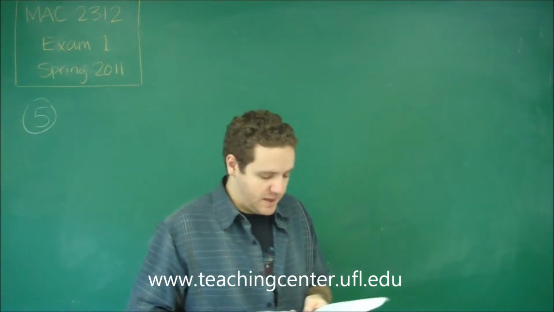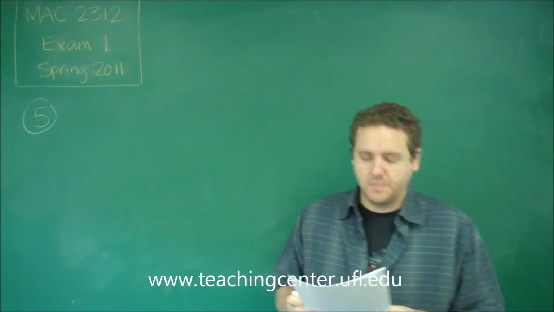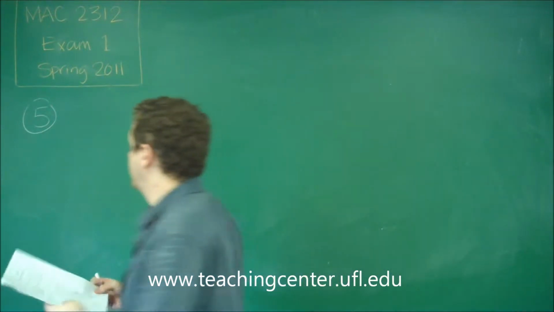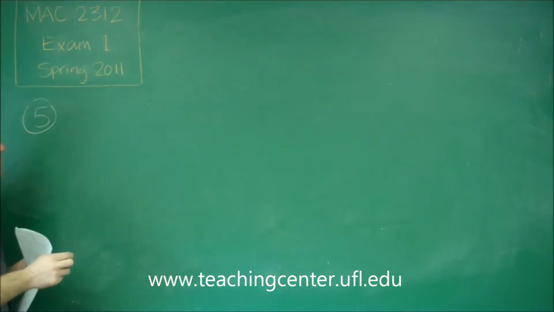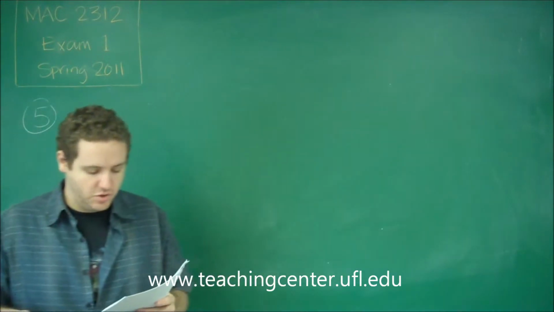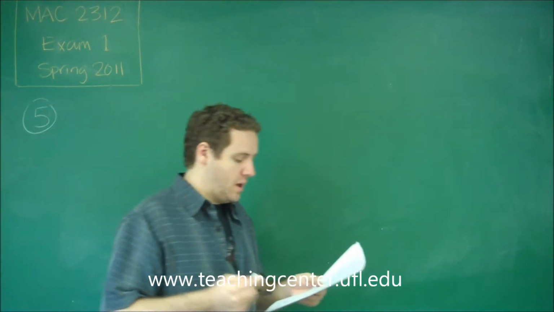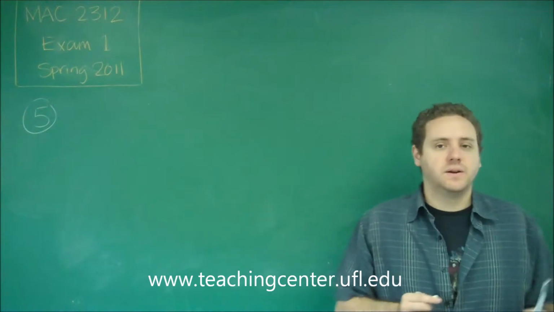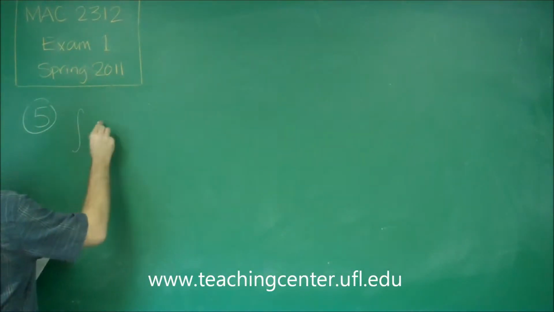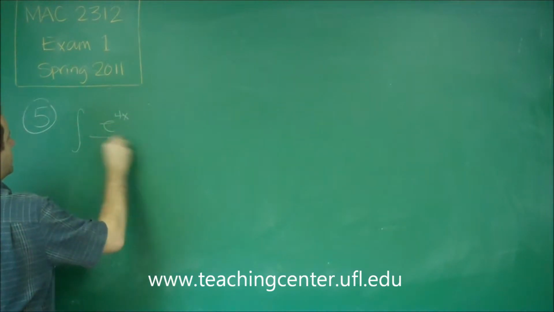So for number 5, the last bonus problem, this is another one that we're going to need to do by u substitution. So it might not be immediately obvious which one should be which, or what we should substitute here. But what I'd like to point out is that e to the 8x is exactly the square. Let me write down the problem first here.